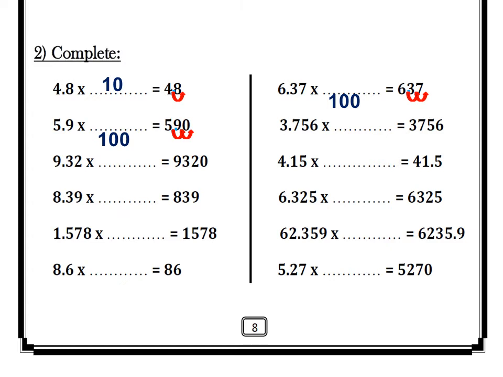3.756 times what equals 3,756? The decimal point was between the 3 and the 7. It moved 1, 2, and 3 steps. So I have 3 zeros, which is 1,000. 9.32 times what equals 9,320? My decimal point was here. I moved 1, 2, 3 steps. This is the new position of the decimal point, so I moved 3 steps, 3 zeros, 1,000.